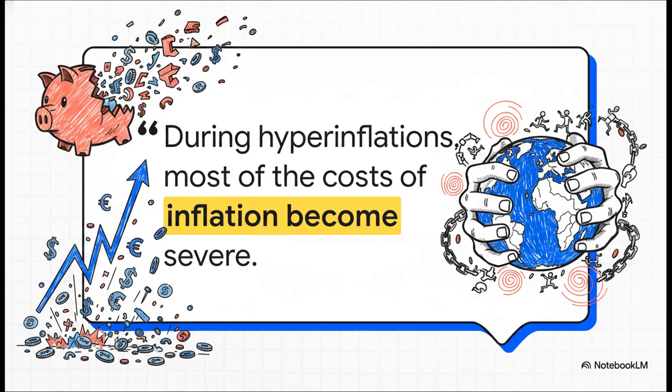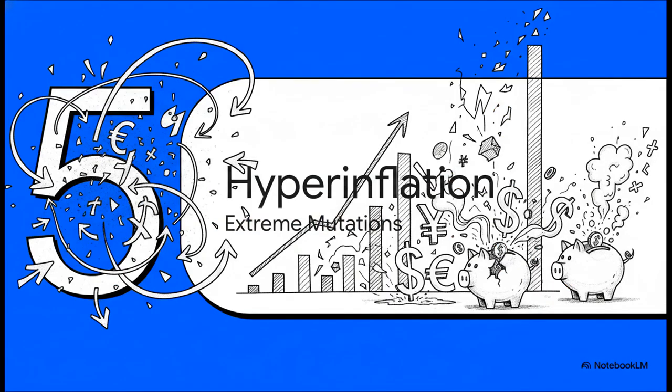During hyperinflations, most of the costs of inflation become severe. That's a direct quote from our macro texts, and man, does it set the stage. Because what happens when these standard rules just completely break down? Which brings us to Section 5, the extremes of hyperinflation.